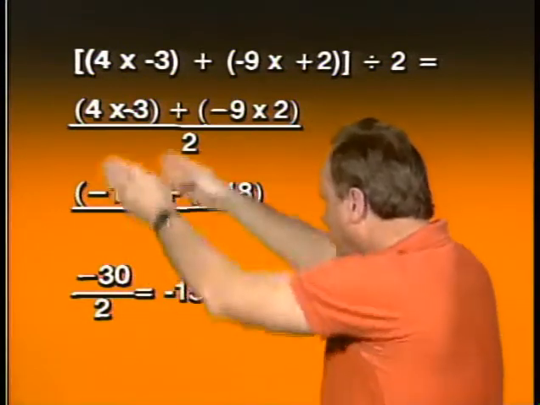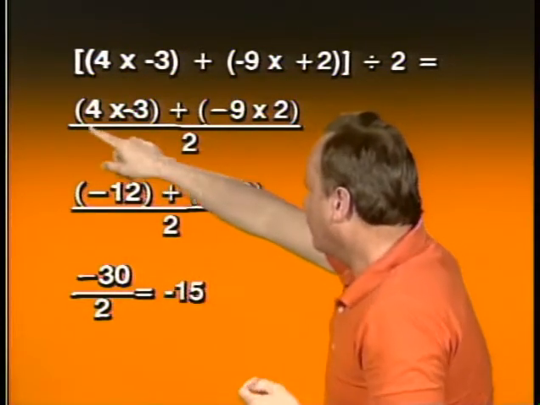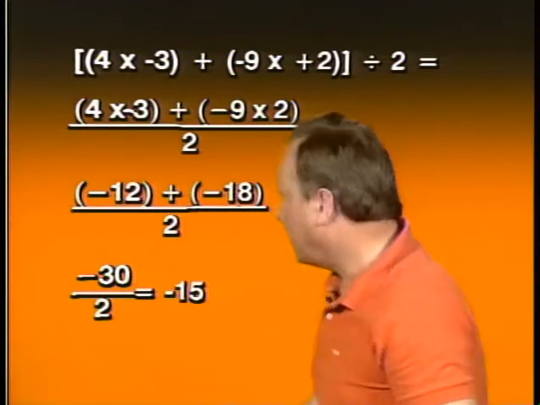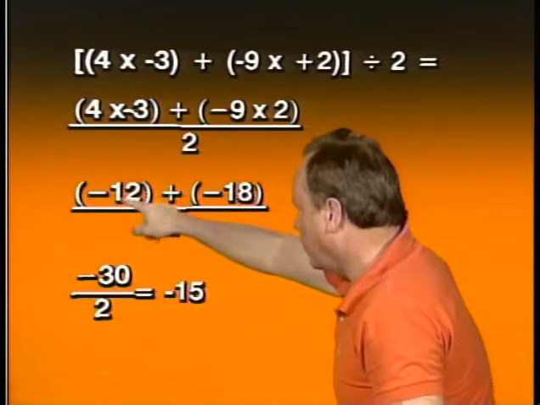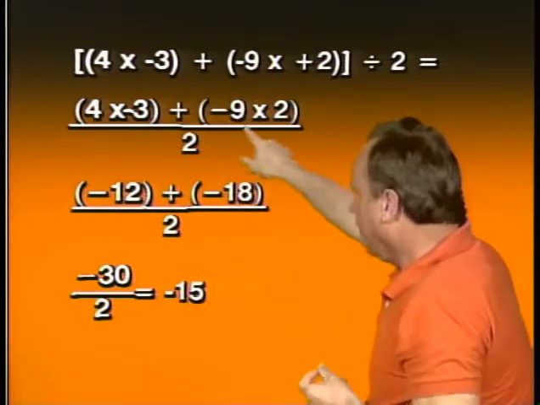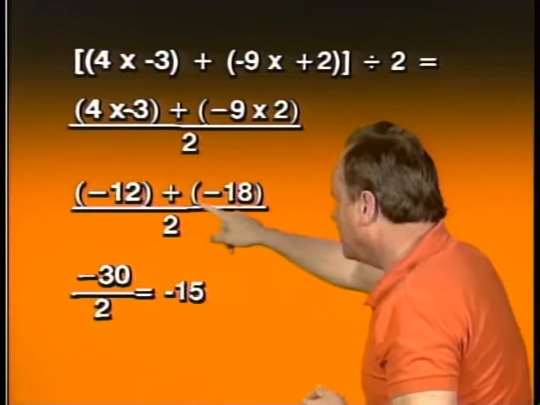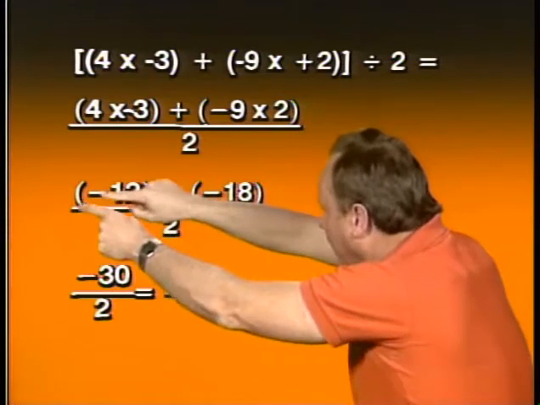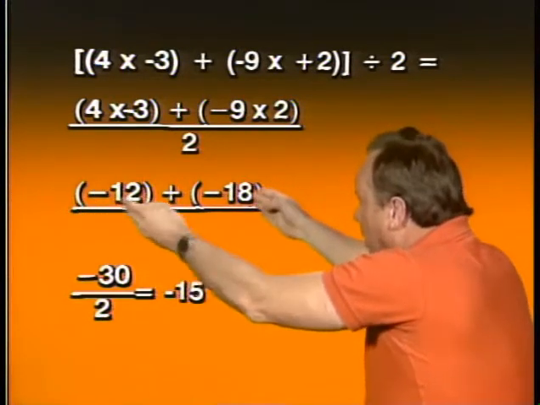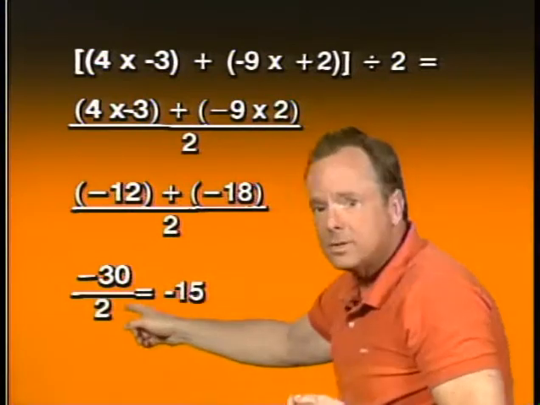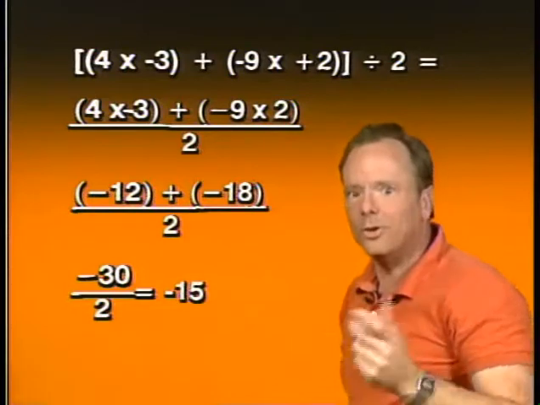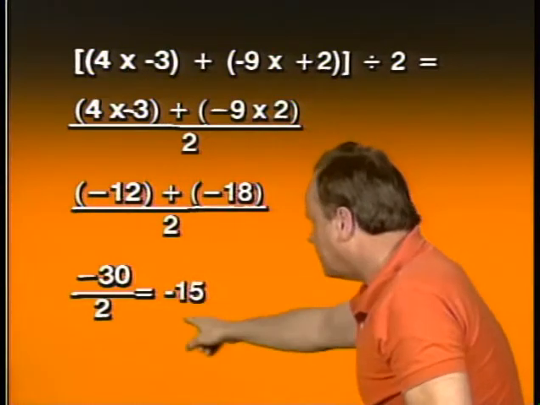Now, next, let's get rid of the things inside the parentheses. So what's 4 times minus 3? Well, 4 times 3 is 12, and a plus times a minus is a minus, so that becomes minus 12 inside the brackets there. And let's squeeze this one down. That's minus 9 times 2. That's obviously minus 18. So we now have minus 12 plus minus 18. Well, it's minus 12 and minus 18. That becomes minus 30, and it's all divided by 2. So minus 30 divided by 2, and you can do this one in your head, comes out to minus 15.